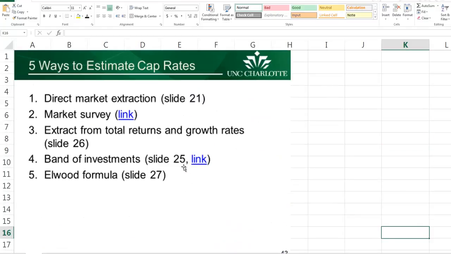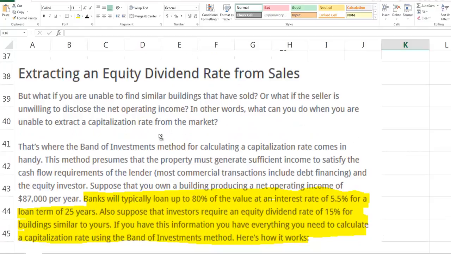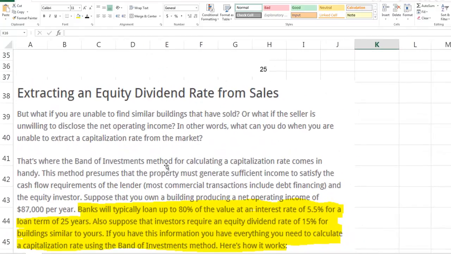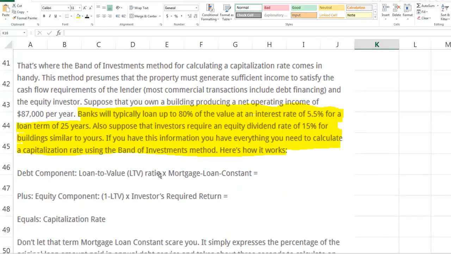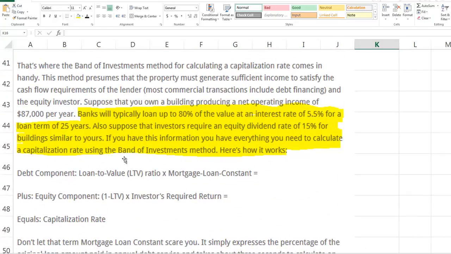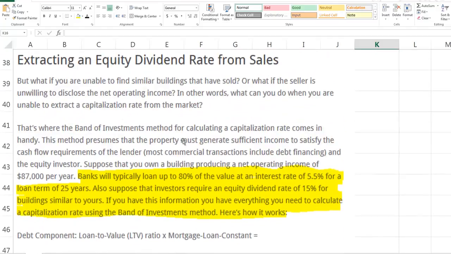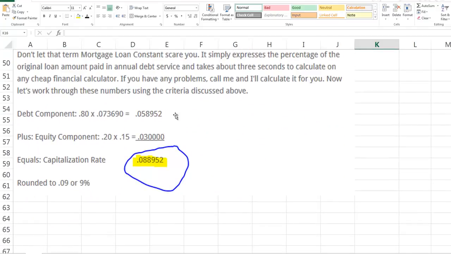If you were to click this link, you get the information that I have posted here for your convenience, and it gives us some example data so that we can calculate an example of the band of investment method. As highlighted in yellow, here is the data that we need to actually calculate it. The article of course goes into more detail, and I encourage you to read up on that. It also shows you the different components and then the solution.